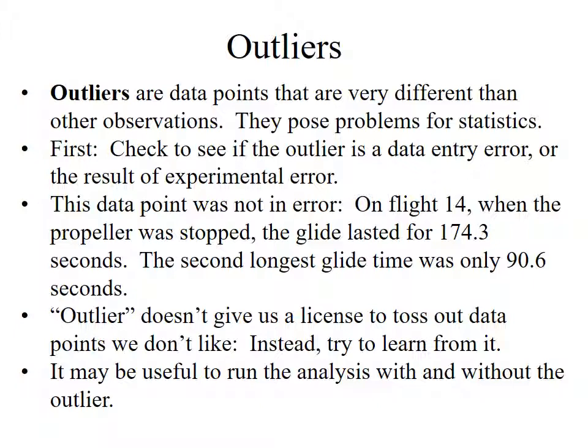Sometimes it can be useful to run the analysis with and without the outliers. See if it makes a big difference one way or another. Try to understand it. Try to get a sense of why that happened, where it's coming from. If we continue to gather more data, would we get more points like that? Is that telling me something about whatever it is I'm studying? Outlier does not mean throw out data. Probably the most ethical thing to do is run the analysis with and without the outlier.